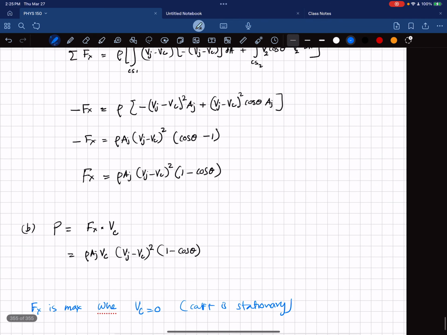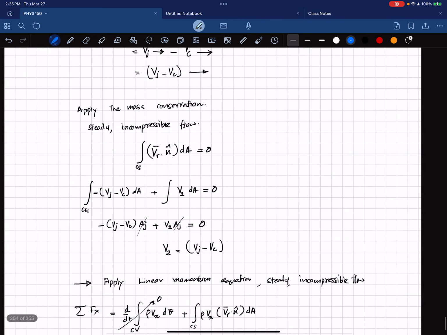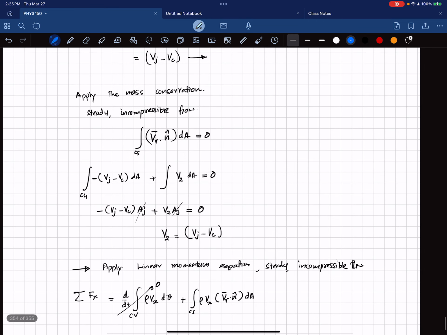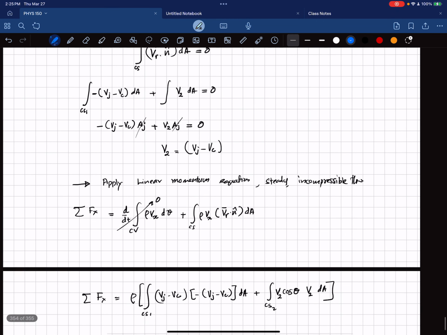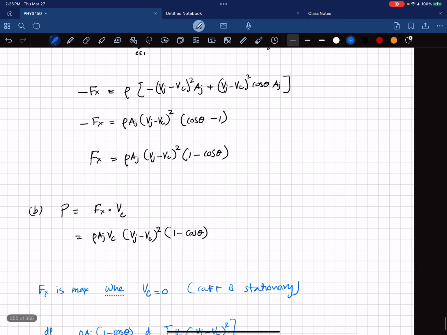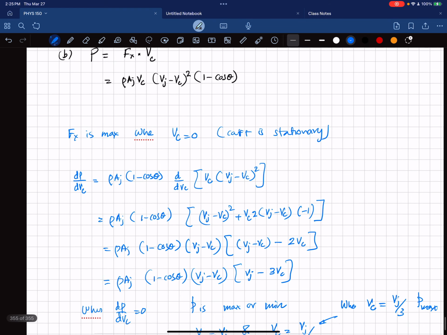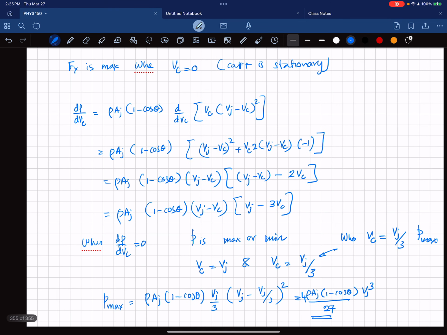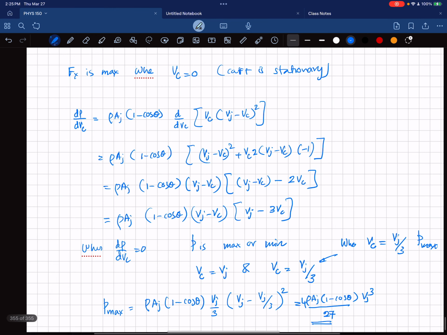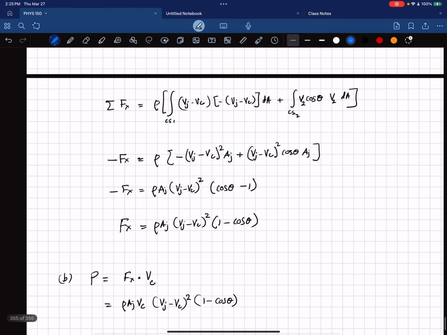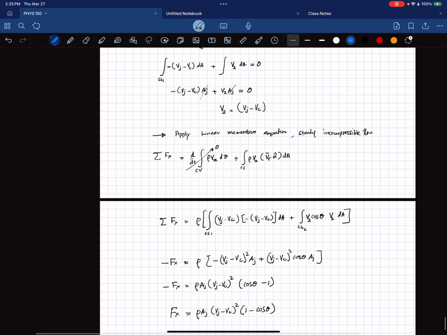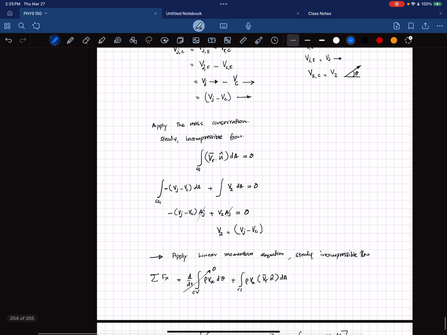So basically the concepts that we used are mass conservation as well as linear momentum in the x direction, and we used the relative velocity concept to find the velocities relative to the moving boundary. Well, that's the end of this video. If you have any questions, let me know.